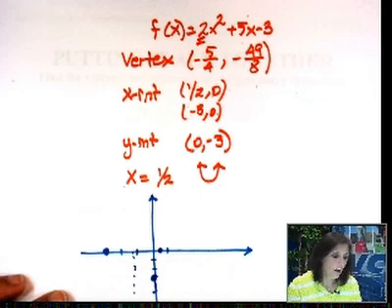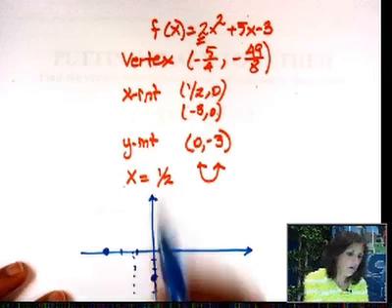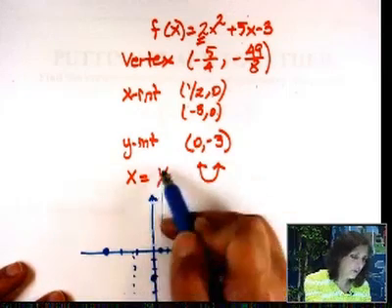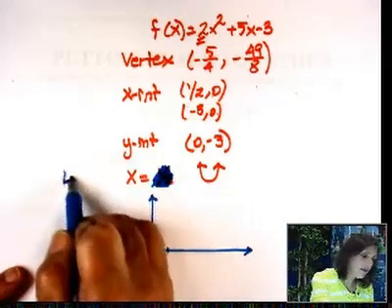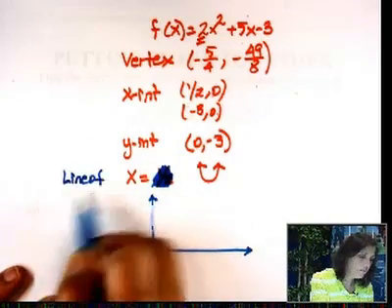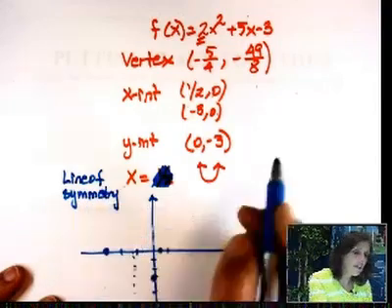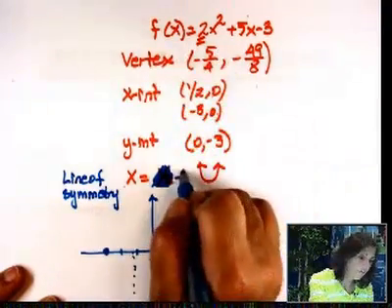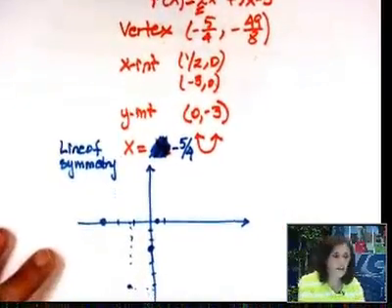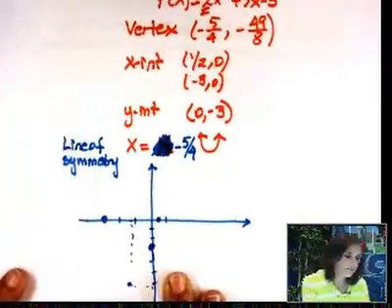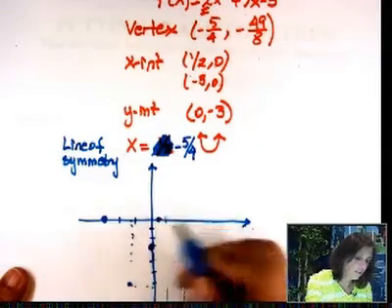Okay, my line of symmetry. Oh, what did I write in here? What was I thinking? For my line of symmetry, that's the x-coordinate of my vertex, and that's going to be negative 5/4. All right, so let's put all that together. So it needs to be around here. It needs to go through here and through here.